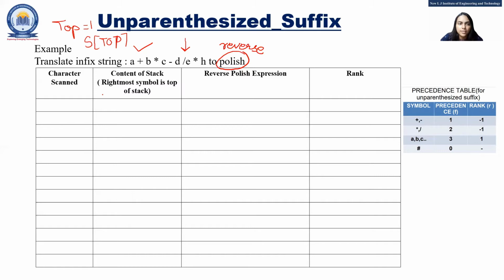Currently this is the stack. Content of stack. Here we will place a hash symbol. Right, so our step 1 is over, in which we have initialized the string. Now let's go to step 2.